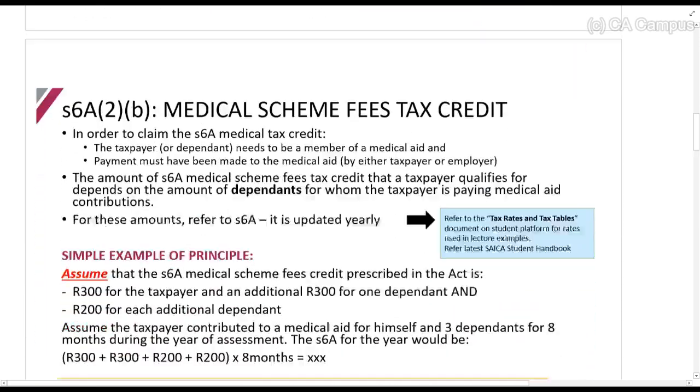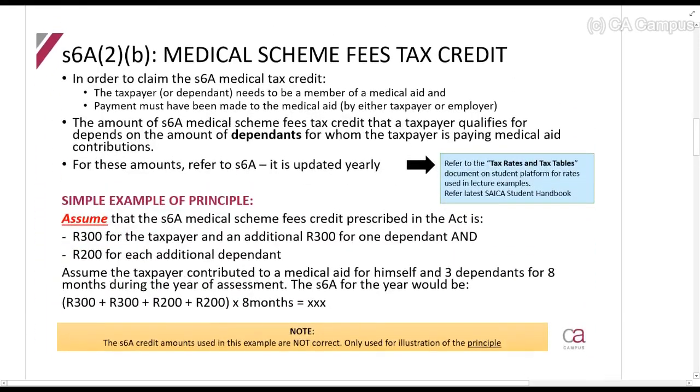Okay, so how does it work? So section 6A, this is the first one. This is the medical scheme fees tax credit. All taxpayers qualify for this if they belong to medical aids and payment has been made to a medical aid. Right, so in a little bit more detail, it's either the taxpayer or the dependent needs to be on a medical aid. So it is possible, for example, that you are not on the medical aid, but one of your dependents is on a medical aid and you are paying for them. Then you can still get it.